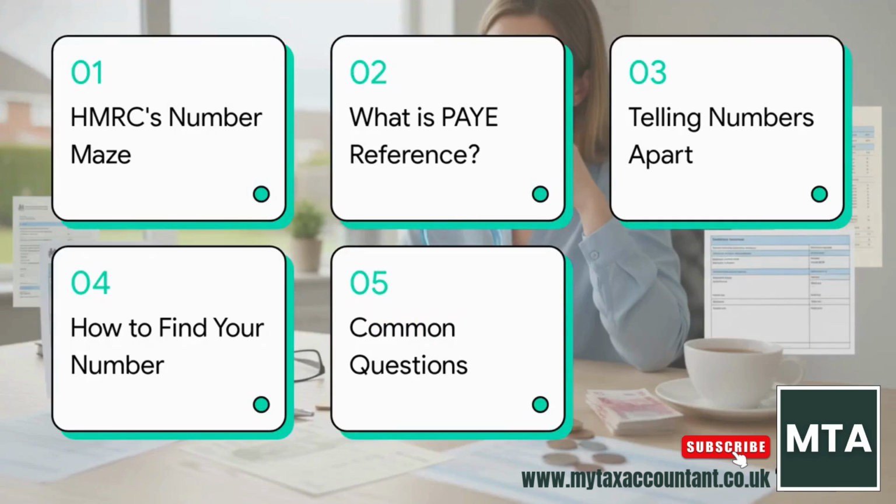So, here's our plan. We'll start by navigating what I like to call HMRC's confusing number maze. Then we'll get straight to the point. What is the employer payee reference? After that, we'll cover how to tell it apart from other numbers, and, this is the really practical bit, exactly where you can find it. We'll finish off with a quick round of common questions. Sound good? Let's get started.